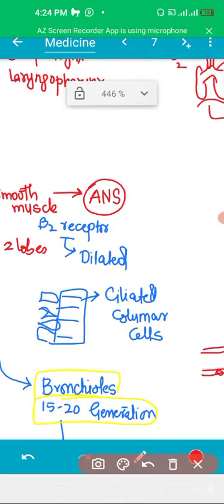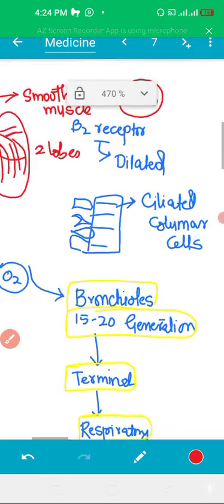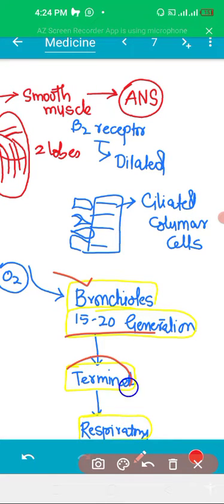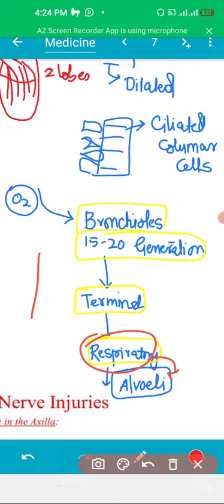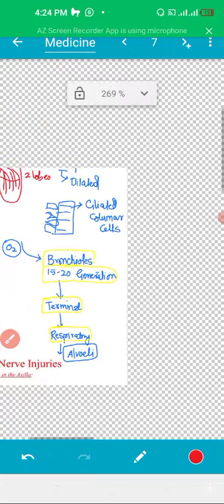Another remarkable structure is the lining of the trachea, which has pseudostratified ciliated columnar epithelium. After the trachea come the right bronchus and left bronchus, which then divide into bronchioles with 15 to 20 generations, then terminal bronchioles, and then the respiratory zone where alveoli are present. In this way, respiration occurs through these passages.